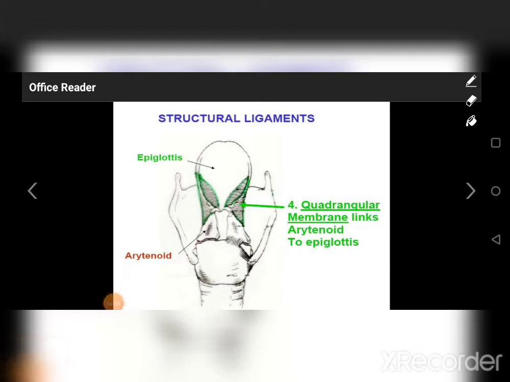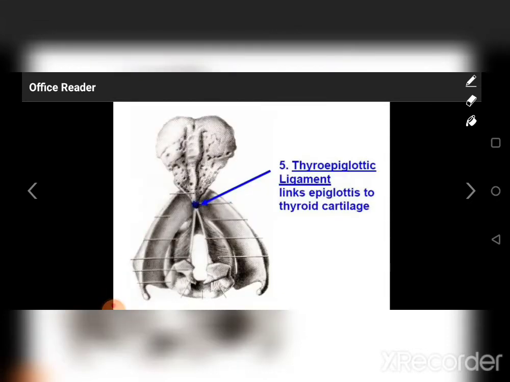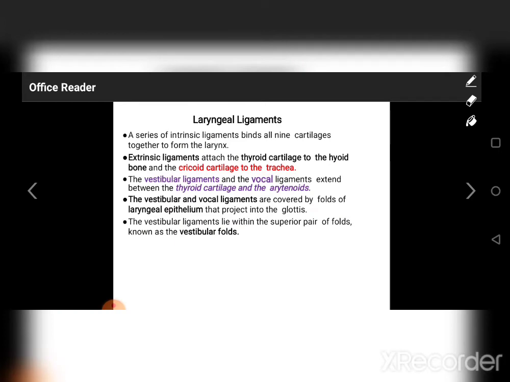Then there is a quadrangular membrane which links the arytenoid to the epiglottis. Then this is the thyroepiglottic ligament which connects the epiglottis with the thyroid cartilage. Then these laryngeal ligaments are the intrinsic ligaments. These bind all the 9 cartilages together to form the larynx.